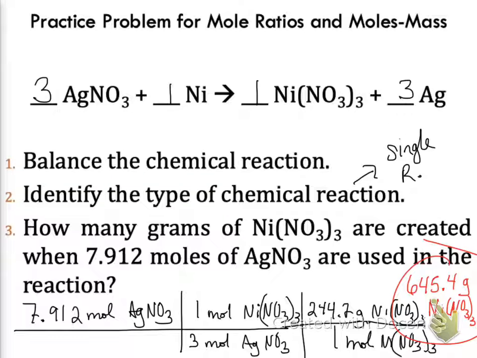So if you went ahead and solved that, you would have gotten your coefficients as a 3, 1, 1, and a 3. This is a single replacement reaction. And if I have 7.912 moles of silver nitrate, I would ultimately create 645.4 grams of nickel nitrate.